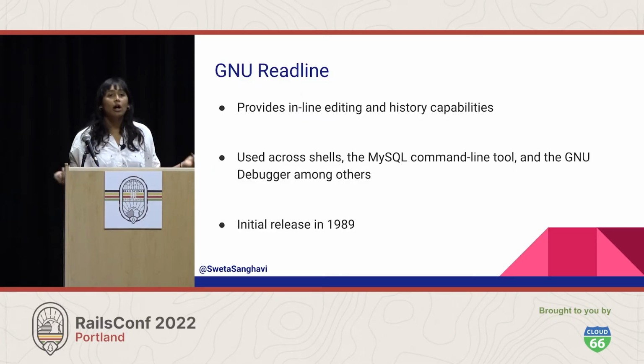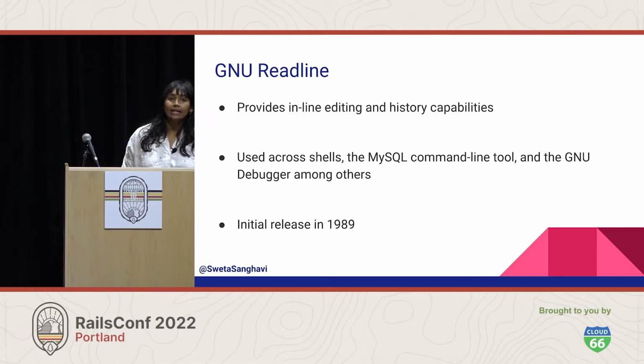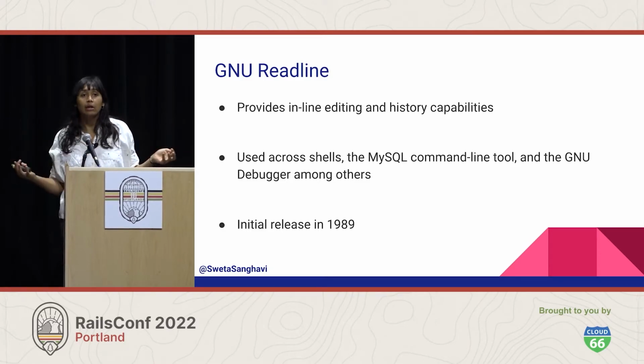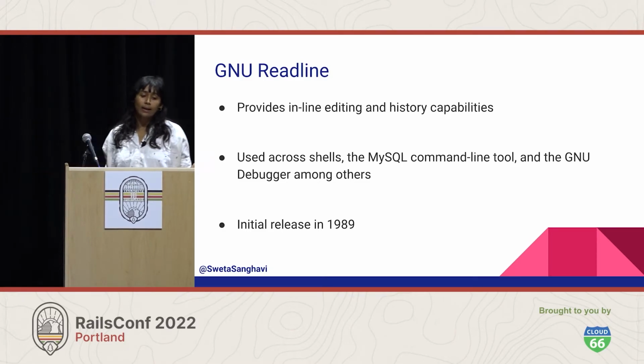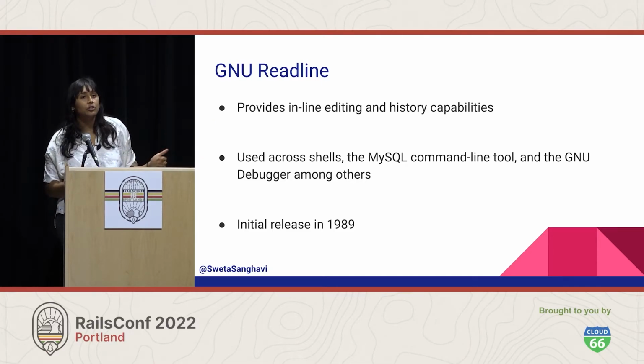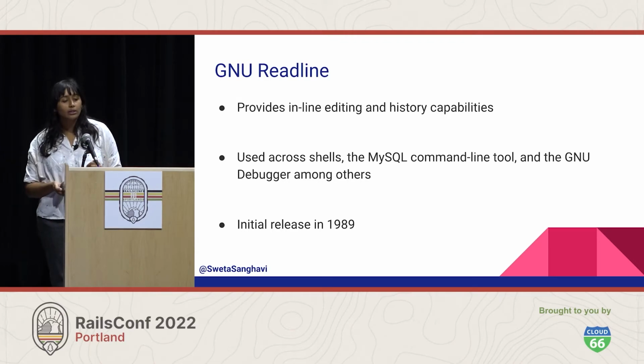And that's because they're often provided by the same source library called GNU readline. So this library was released in 1989, and it gives us some of the inline editing and history capabilities that we're used to seeing across shells. It's used in other shells, and it gives us both the input history and some of the shortcuts of actually navigating lines of code you're writing in your console.